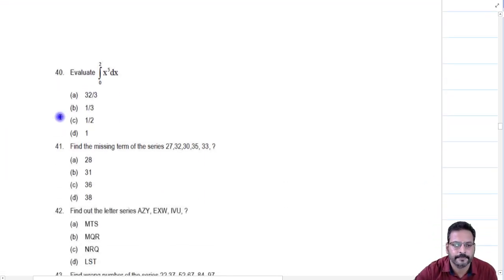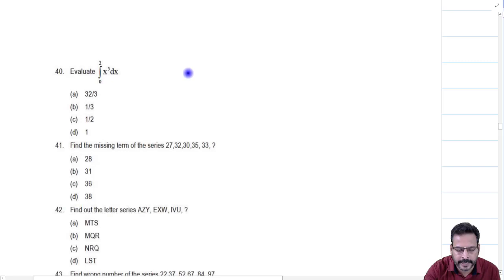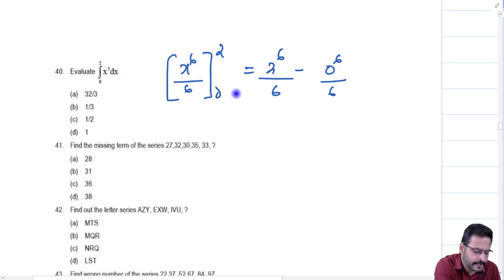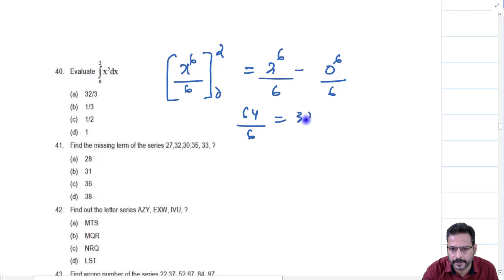Evaluate integral 0 to 2. So we know that the integration of x raised to 5 will be x raised to 6 divided by 6. Okay. So we can give 2 raised to 6 divided by 6 minus 0 raised to 6 divided by 6. Okay. 2 raised to 6 is 64, divided by 6 can be written as 32 divided by 3. So therefore the choice will be A.